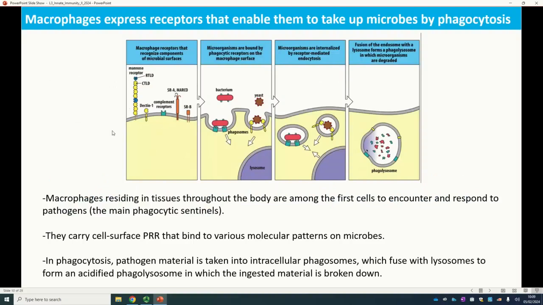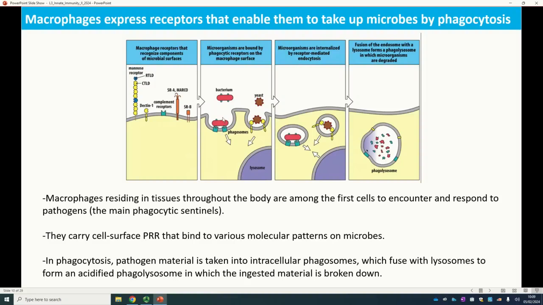Now looking at the pattern recognition receptors, this is a little bit of a refresher as well. Remember that in the case of macrophages, we have these pattern recognition receptors on the cell surface. Also remember that the macrophages are really the key phagocytic sentinels in the tissues. Macrophages are resident in the tissues, so they're the first cell that will likely encounter a pathogen. And they have this whole host of pattern recognition receptors on the cell surface. These can bind and recognize bacteria or pathogens, yeast, for example. And then we start to get the formation of a phagosome.